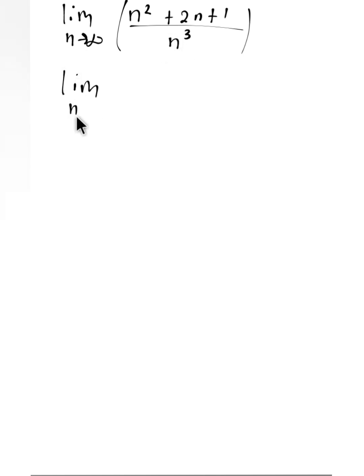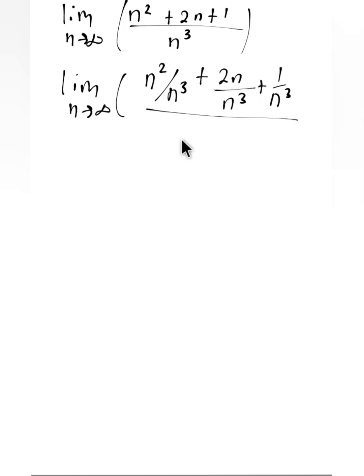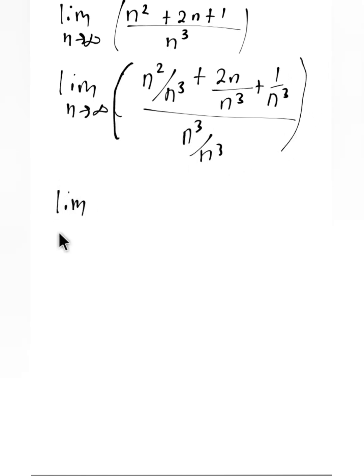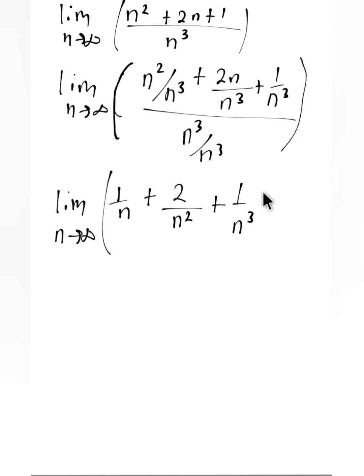So it gives us the limit as n tends to infinity of n squared over n raised to the power 3, n raised to the power 3 being the highest power, plus 2n over n raised to the power 3, plus 1 over n raised to the power 3, all over n raised to the power 3 over n raised to the power 3. Now if you divide this, it's going to be 1 over n plus 2 over n squared plus 1 over n raised to the power 3, all over 1.